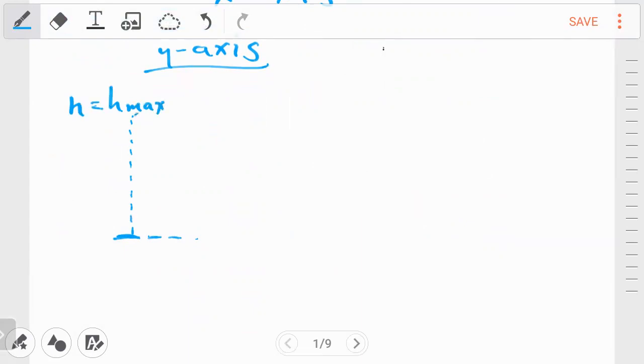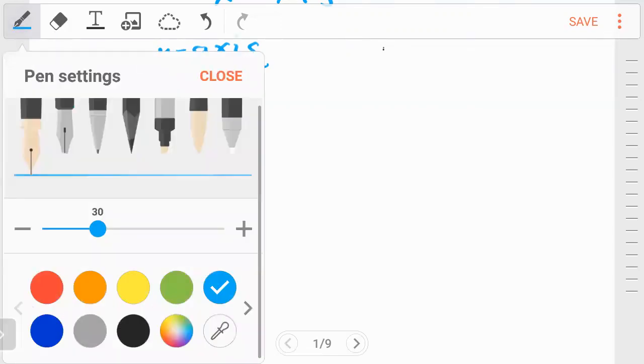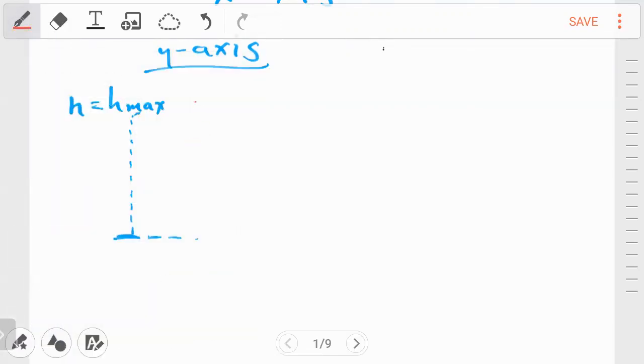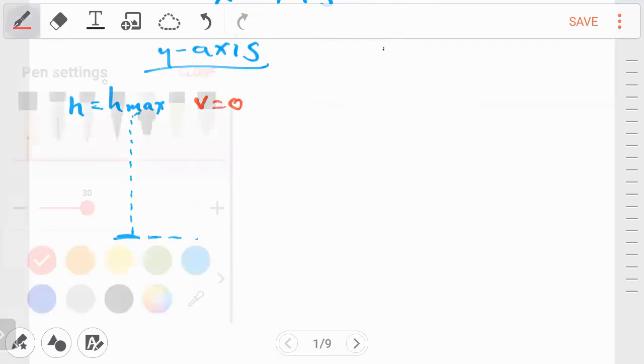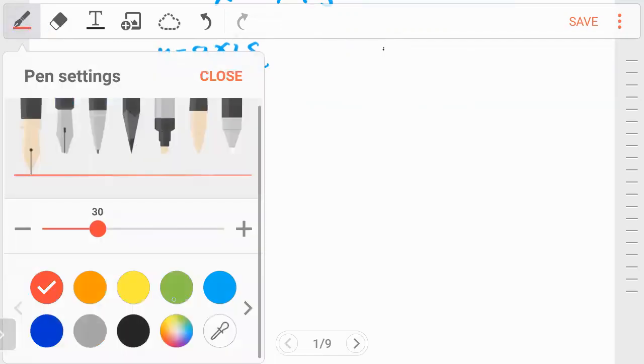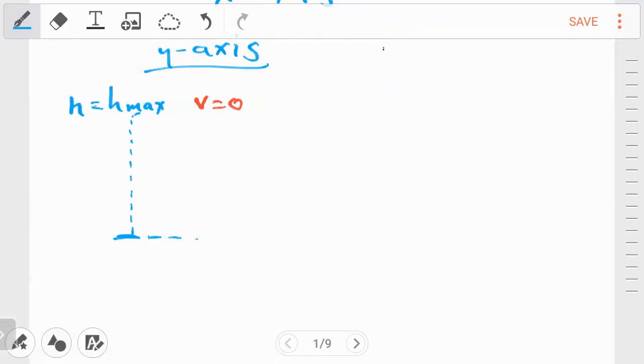What do we know about this particular point? We know that at the maximum height, the velocity is 0. And what else? After it reaches that maximum height, the object now starts falling down. So once it starts falling down, this is only in the vertical. So it goes up and it comes down to strike the ground.